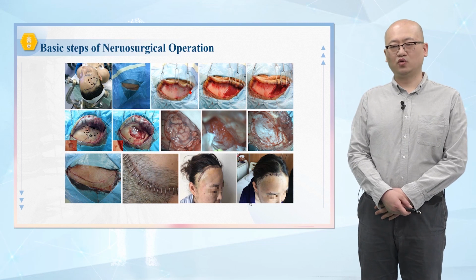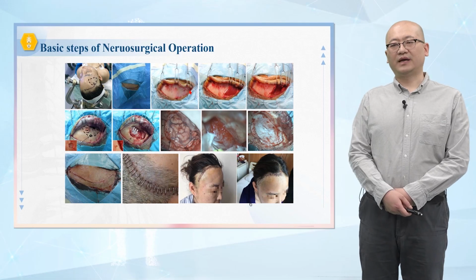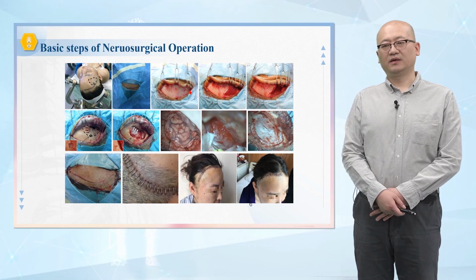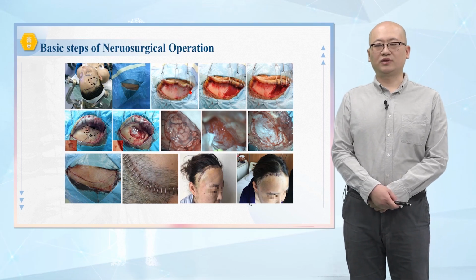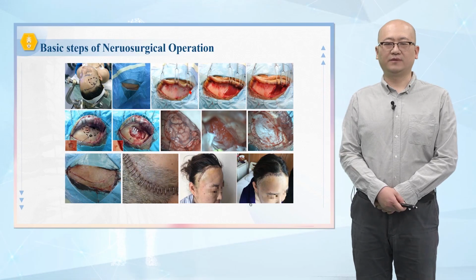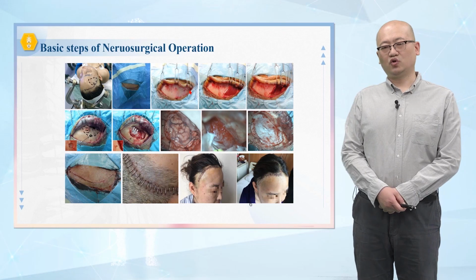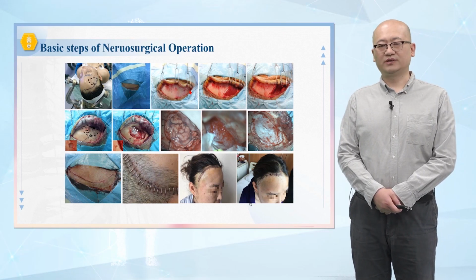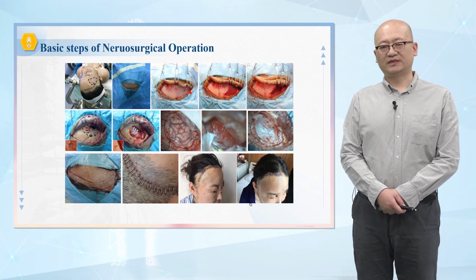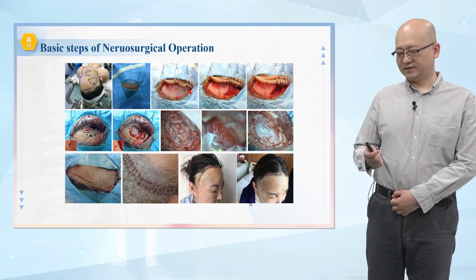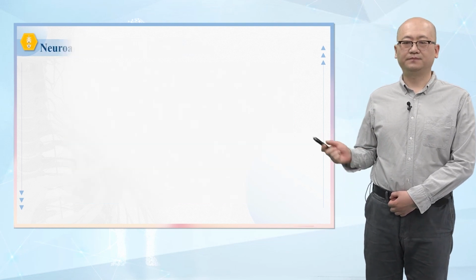After we open the dura, we can see the brain just here, and we elevate the brain. We can see the tumor. We do the neurosurgical operations after we elevate the brain. Then we resect the tumor, suture the dura, replace the bone, and suture the skin. This is the basic step of neurosurgical operations.